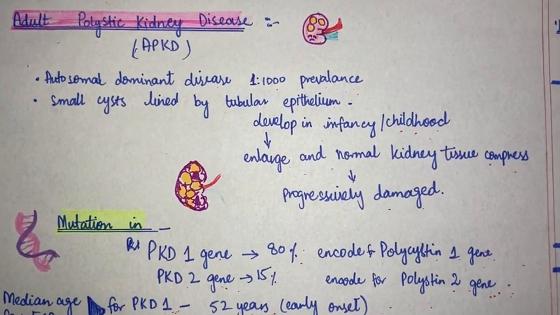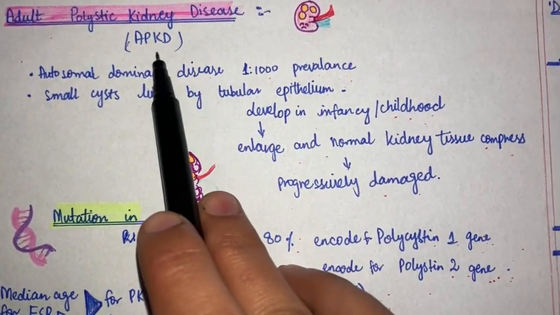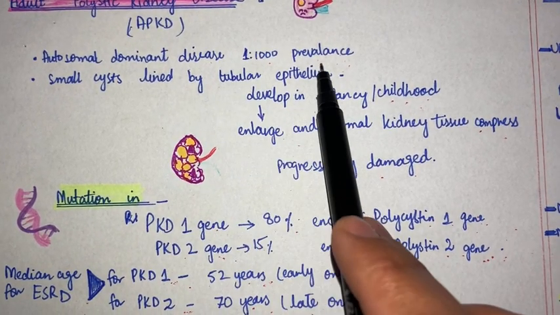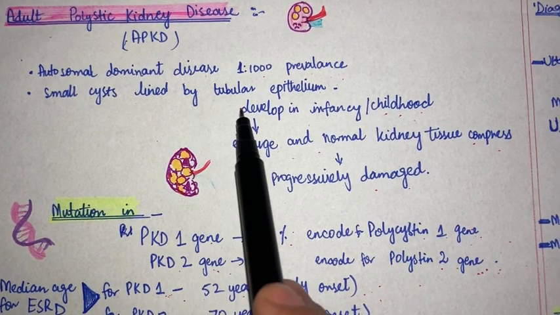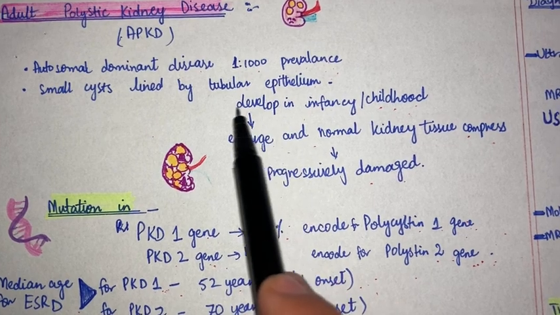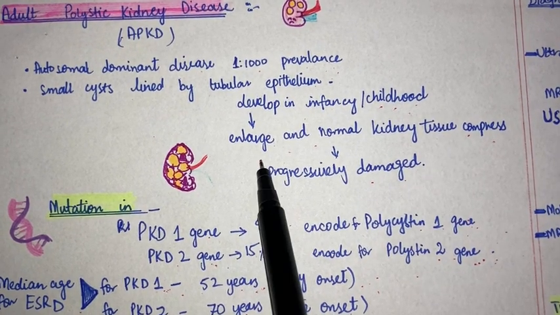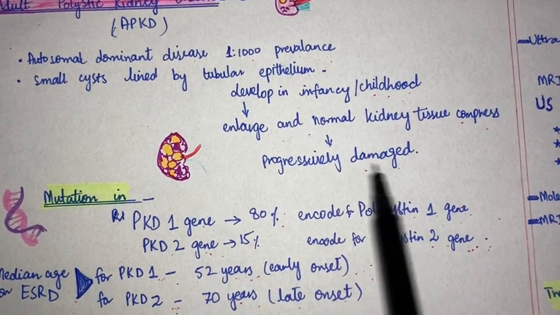Today let's learn about adult polycystic kidney disease. Adult polycystic kidney disease is an autosomal dominant disease with prevalence of 1 in 1000. In this disease, small cysts develop within the kidneys that are lined with tubular epithelium. The cysts develop in infancy and childhood. They enlarge and normal kidney tissue is compressed, which leads to progressive damage of the kidneys.